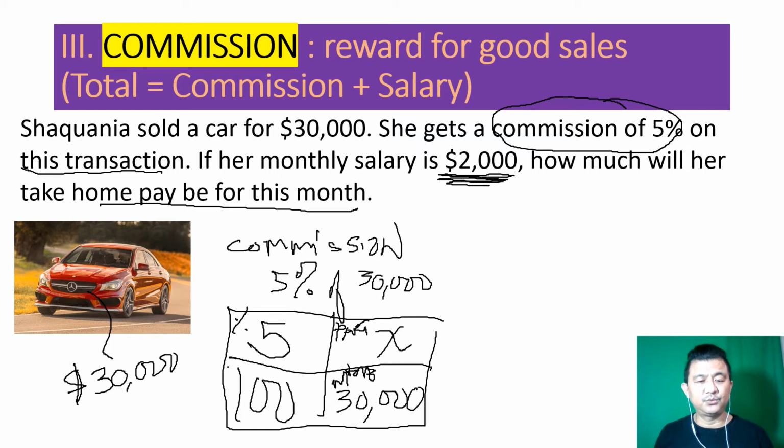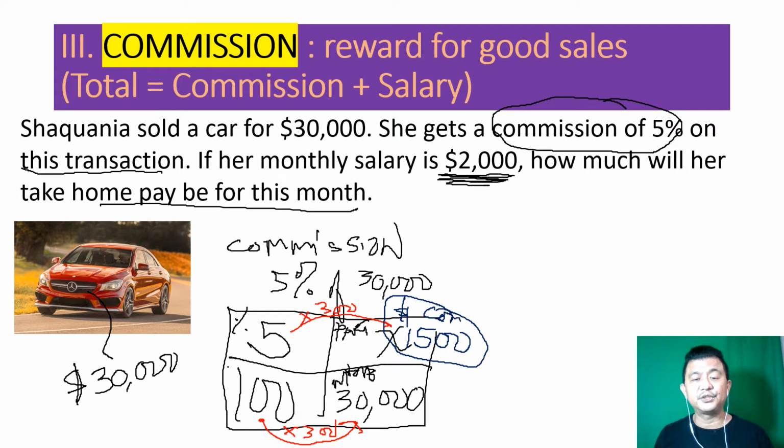Now let's look for patterns. 100 became 30,000. What pattern did I do? You could use your calculator. 30,000 divided by 100, and that's just removing the last two zeros. That's times 300. Wow, that's a pattern. Therefore, on top, 5 times 300 will give me 15, followed by two zeros. So 1,500. What is this? The commission. That's the extra money Shaquania will get. Wow, good job. On top of the salary.